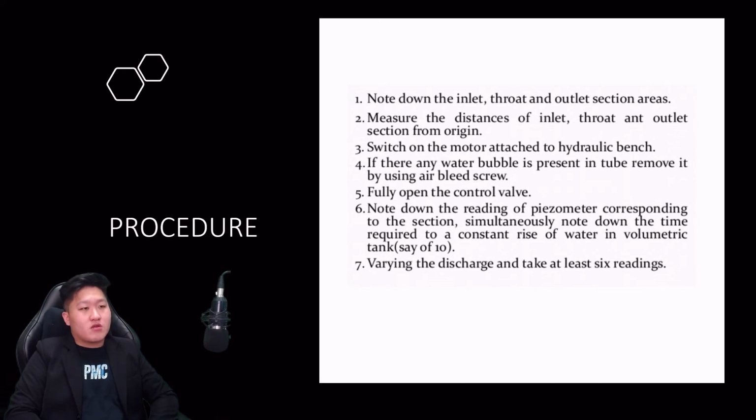The first step is to note down the inlet, throat, and outlet section areas. Measure the distance of the inlet, throat, and outlet sections from the origin. Then we have to switch on the motor attached to the hydraulic bench. Next, if there are any water bubbles present in the tube, remove them using the air bleed screw. The next step is to fully open the control valve. After that, we have to note down the piezometer readings corresponding to the sections simultaneously. Note down the time required for a constant rise of water in the volumetric tank. The last step is varying the discharge and taking at least 6 readings.